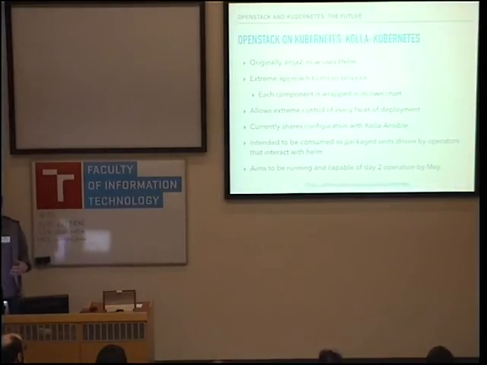Kolla Kubernetes is now using it, transferring from its original Jinja 2 system to using Helm, which takes a very extreme approach to microservices, where every component is wrapped within its own Helm chart. It currently shares its configuration and deployment setup with Ansible, which is something that is trying to be eradicated as quickly as possible so it can move to its own configuration. It's intended to be consumed as package units, which are then driven by operators that interact with Helm. It's very heavily a work in progress at the moment, aiming to be capable of installation and basic day two operations by May.